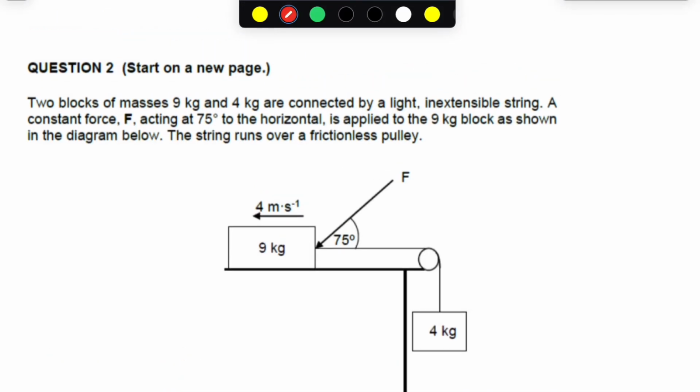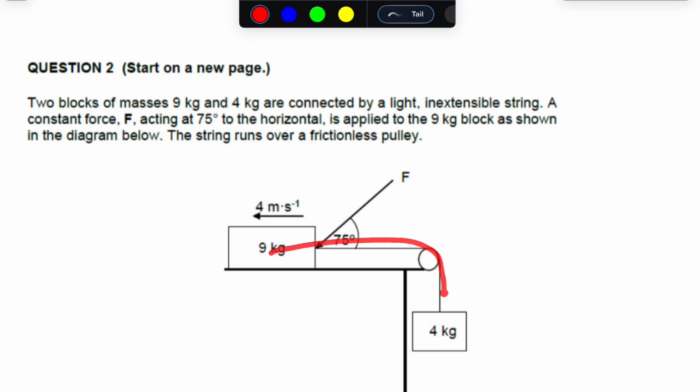Let's look at question 2, which is a Newton's law application. It's Newton's first law. It says two blocks of masses 9 kg and 4 kg are connected by a light inextensible string. A constant force F acting at 75 degrees to the horizontal is applied to the 9 kg block as shown in the diagram below. The string runs over a frictionless pulley.